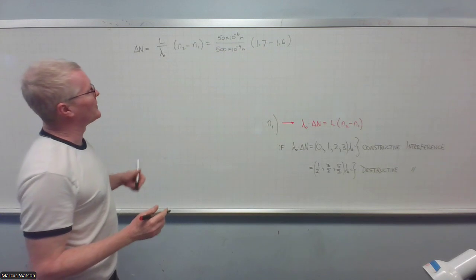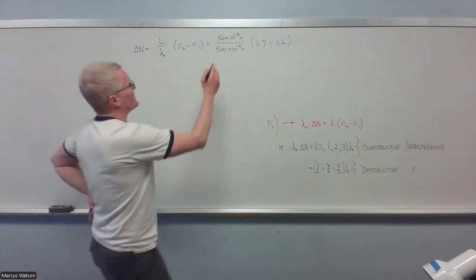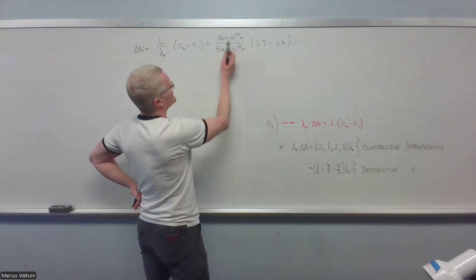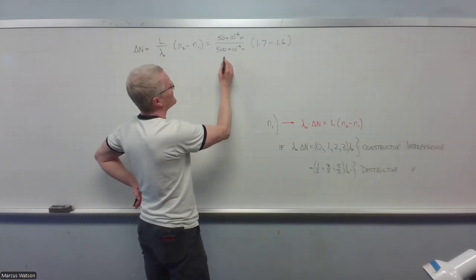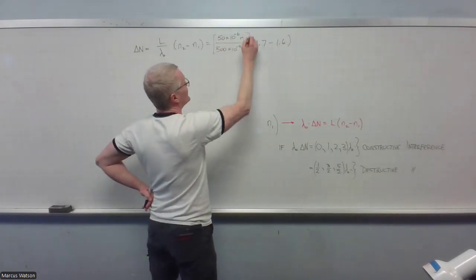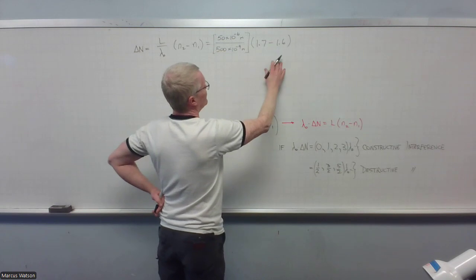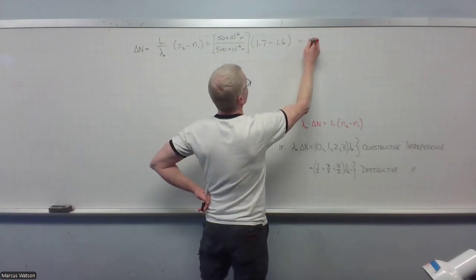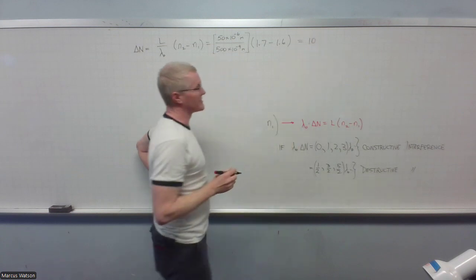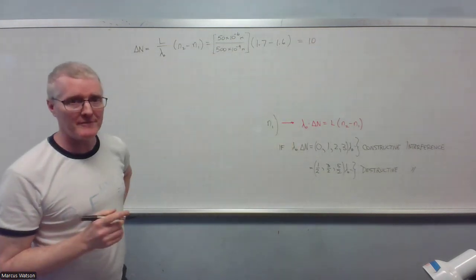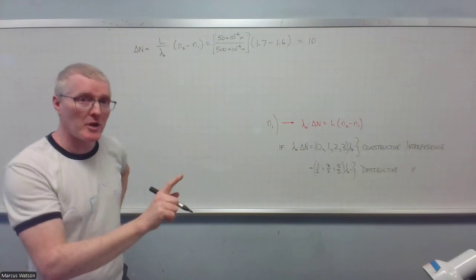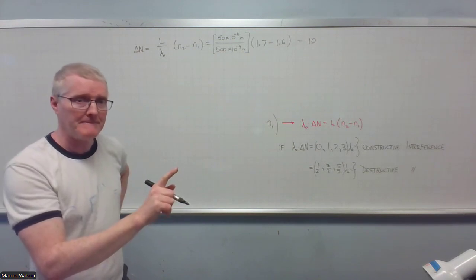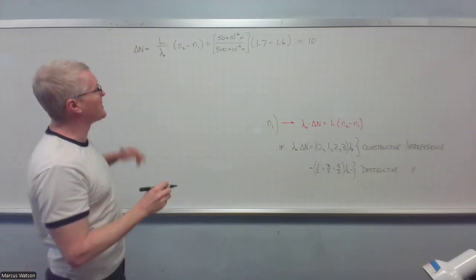So what do we get when we look at these numbers? This top number is 5 times 10 to the minus 5. This is 5 times 10 to the minus 7. So this is turning out to be 100. And that's 0.1, right? So what I'm getting when I do that is 10. And that means it's out of phase by 10 full wavelengths, yet it's constructive. Now change it somewhat.